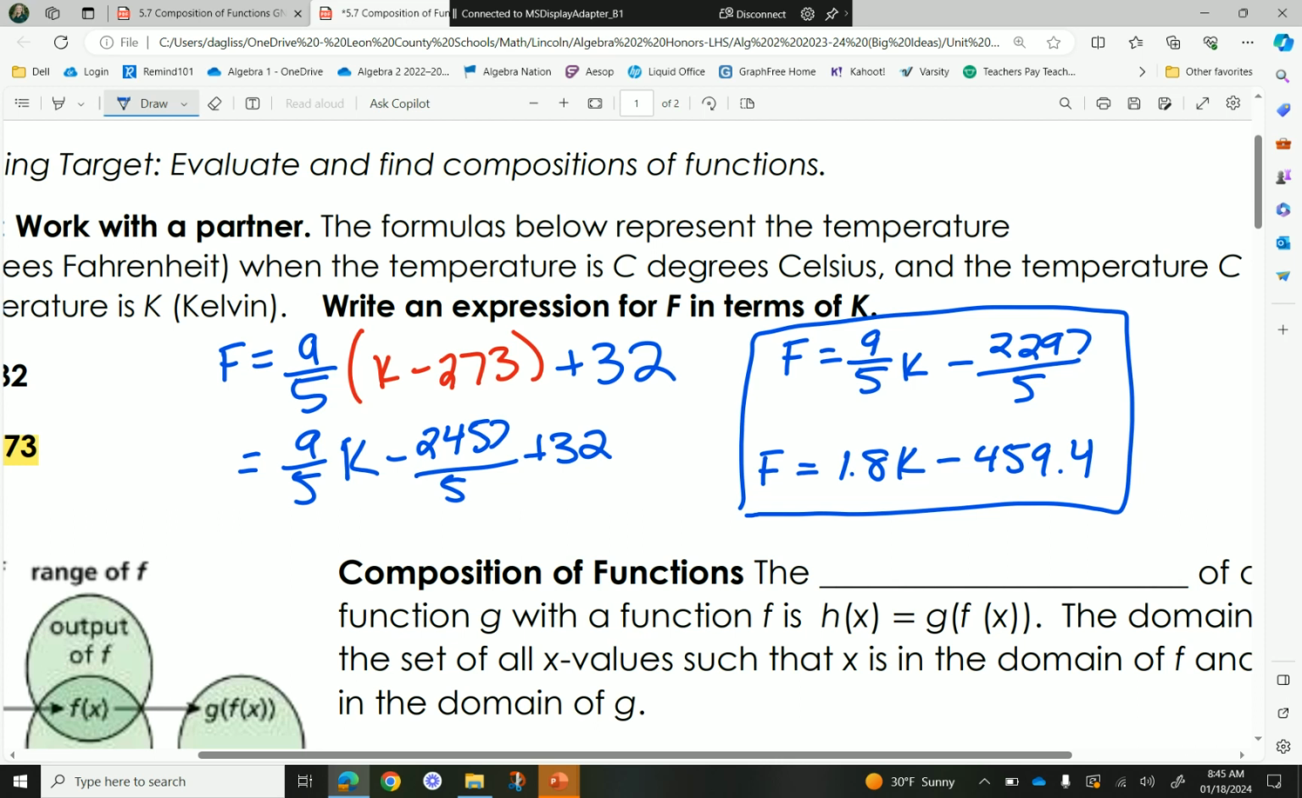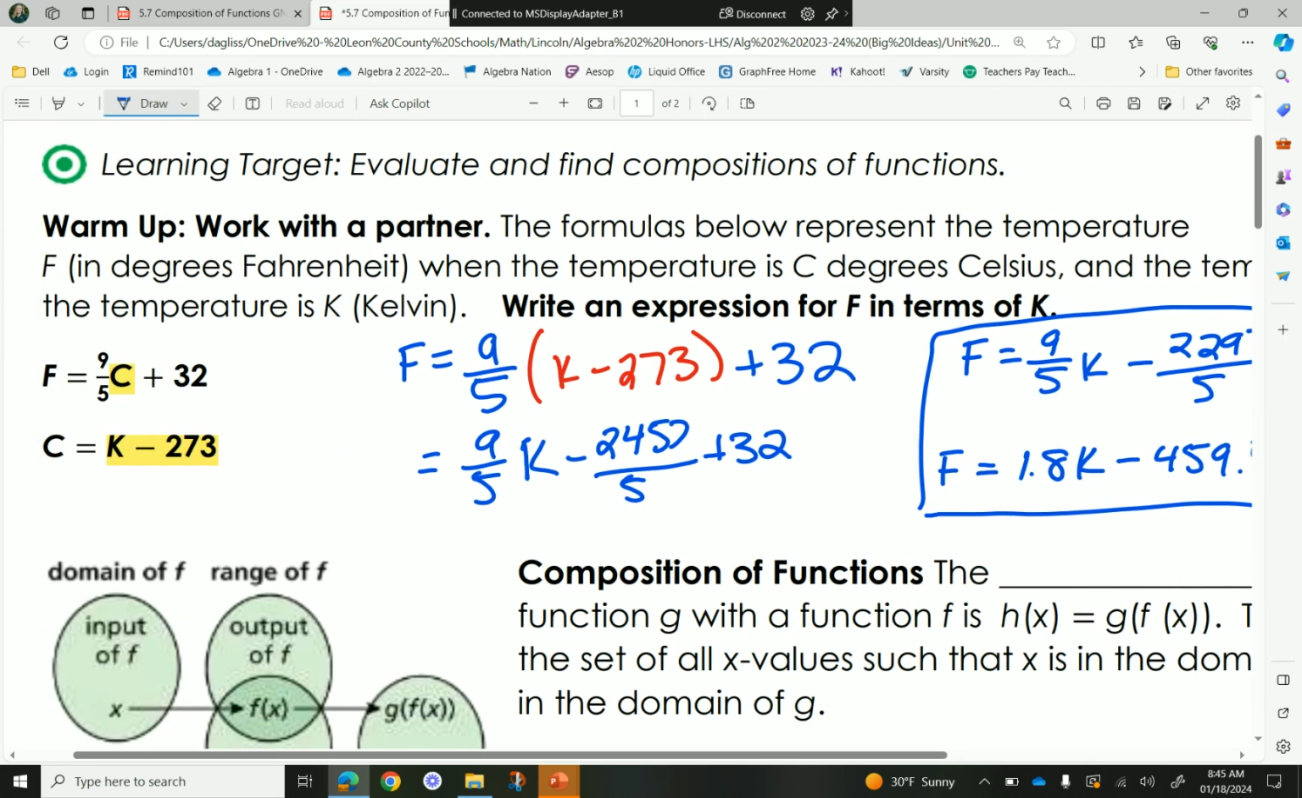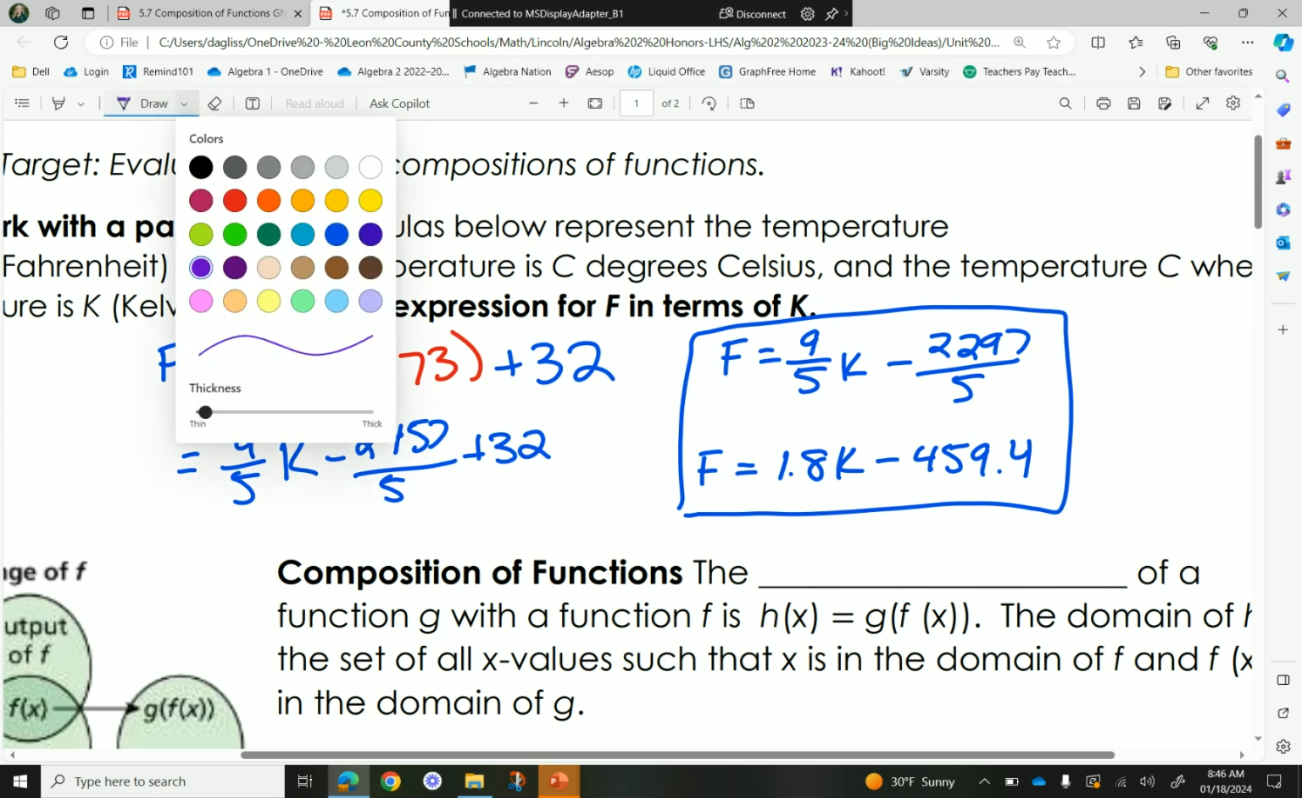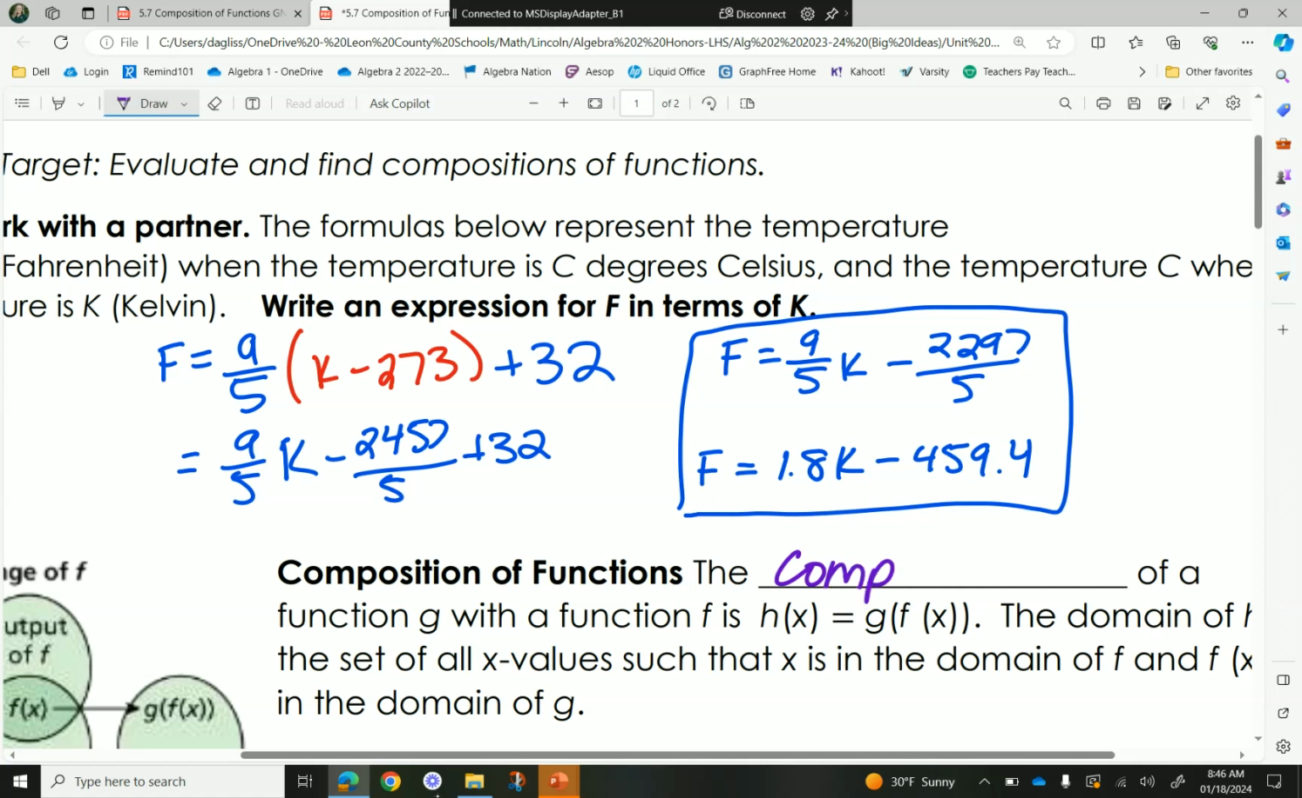Okay? So now, if you were a scientist doing scientist things, and you had the degrees in Kelvin, and you wanted to convert it into Fahrenheit, before, you would have to take your Kelvin, put it into Celsius, and then take Celsius and put it into Fahrenheit, right? This takes that middle piece away. Now I can put my Kelvin in and go straight to the Fahrenheit. Does that make sense? Okay. You composed two functions together into one. This is called a composition. Okay. This is a composition of a function.